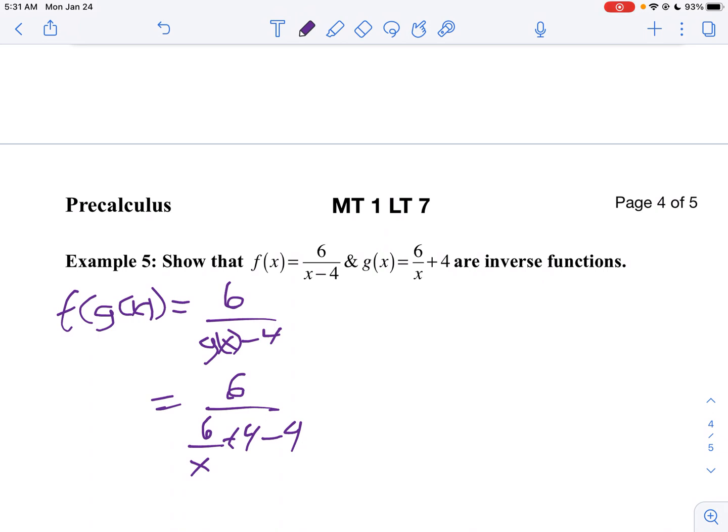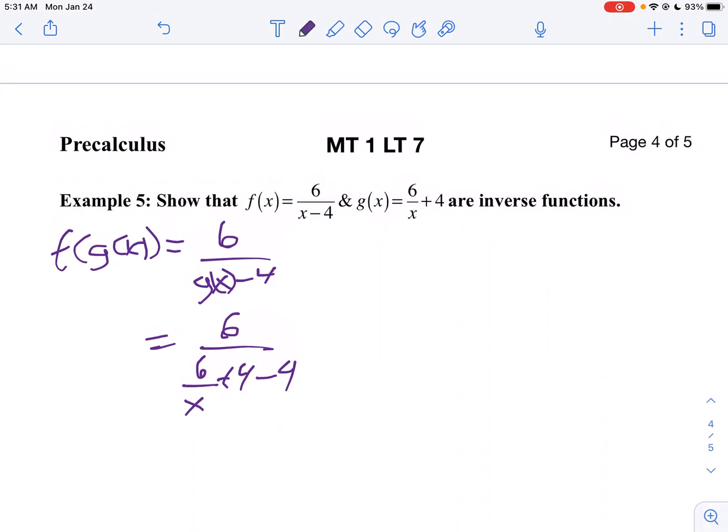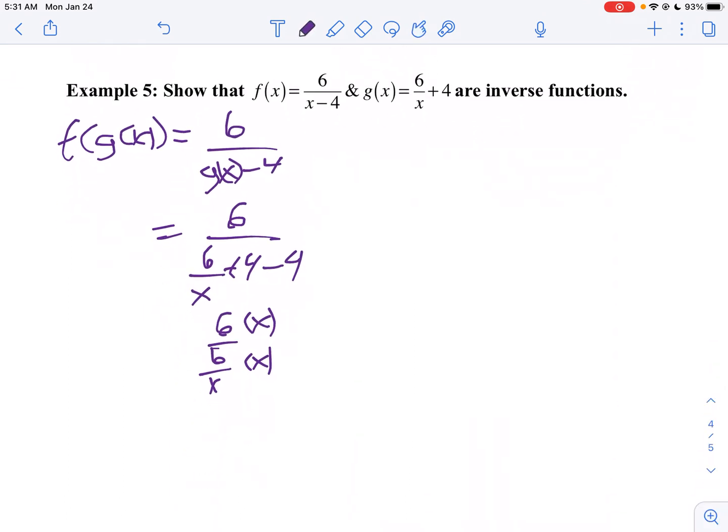And I've got a complex fraction there, so let's get rid of it. First of all, I'm going to simplify 4 minus 4. That's 0, isn't it? So I've actually got 6 over x. I'm going to multiply my denominator by x and my numerator by x, so I'll get rid of my complex fraction. So what happens is we get 6x over 6, which is x. Well, that's good. That's my identity function.